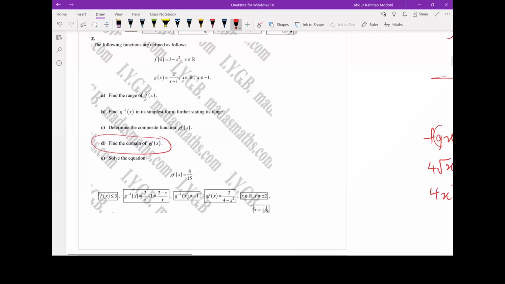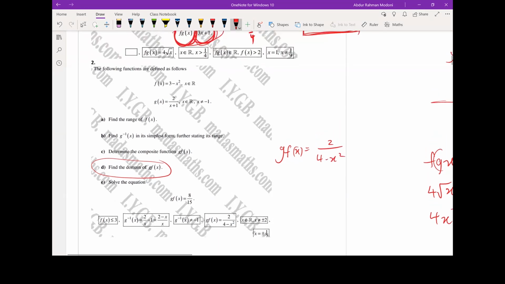What is the domain of gf of x? Now, you've already found gf of x. gf of x is equal to 2 over 4 minus x squared. How is this made? Well, it's made from applying f of x first and then g. What is the function f? It's 3 minus x squared. And what's the function g? It's 2 over x plus 1.